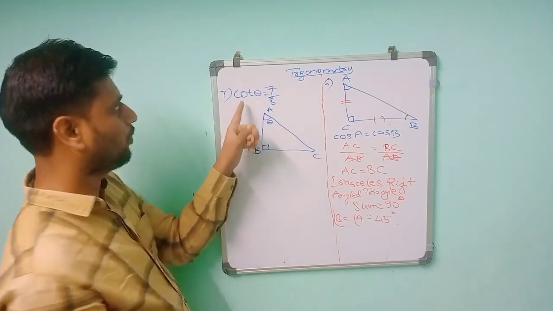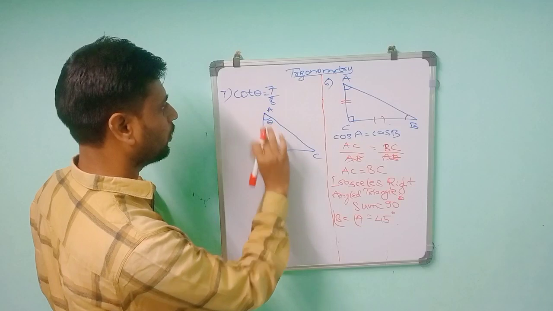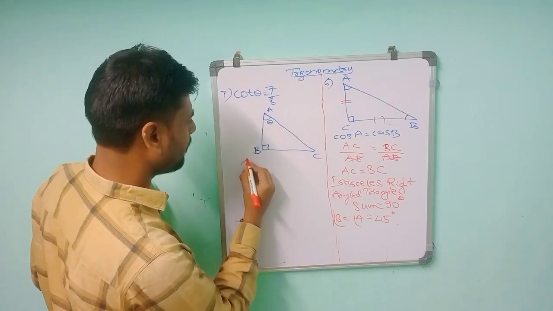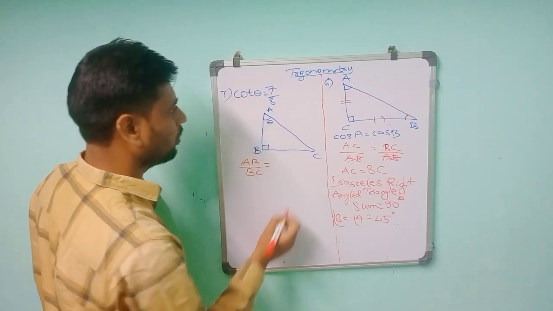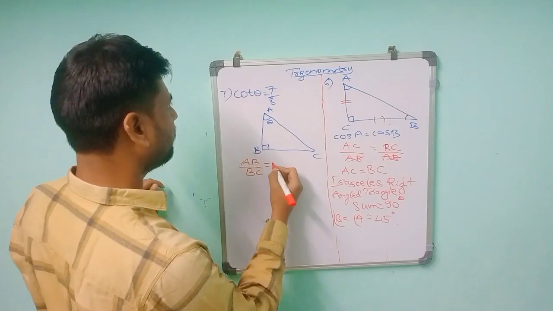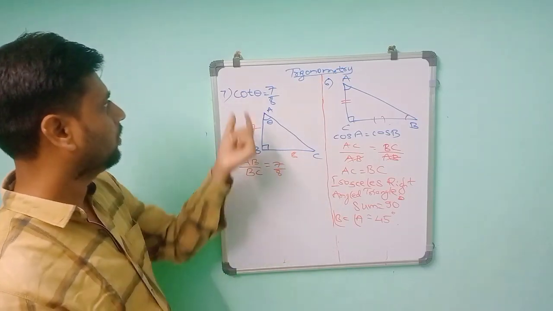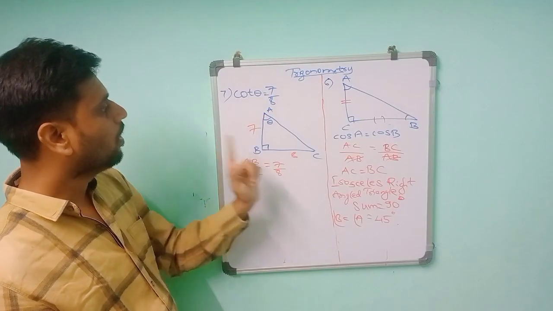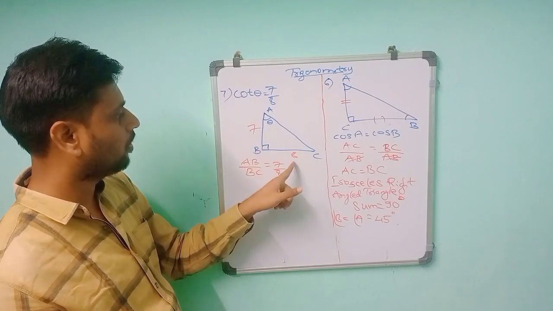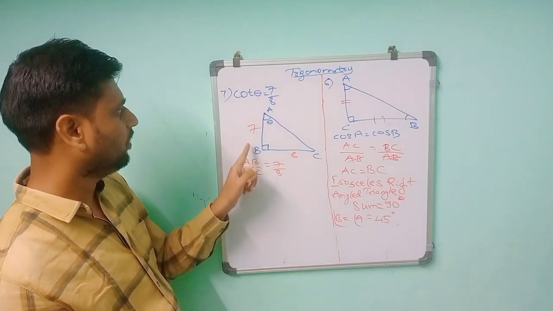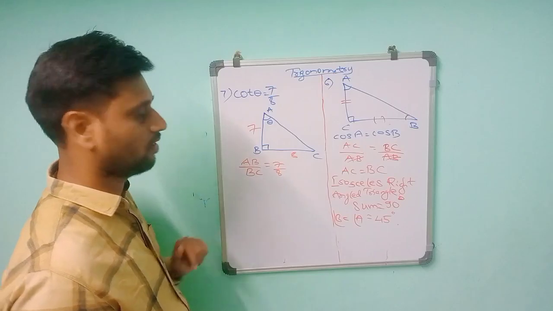Cot theta means the reverse of tan. The tan formula is opposite by adjacent, so tan theta is equal to opposite by adjacent. The reverse of this is adjacent by opposite, that is AB by BC. So AB is 7 and BC is 8. The 7 by 8 is nothing but the formula of cot theta. Opposite by adjacent is tan theta, so adjacent by opposite is cot theta. So cot theta will be 7 by 8, that is AB by BC.